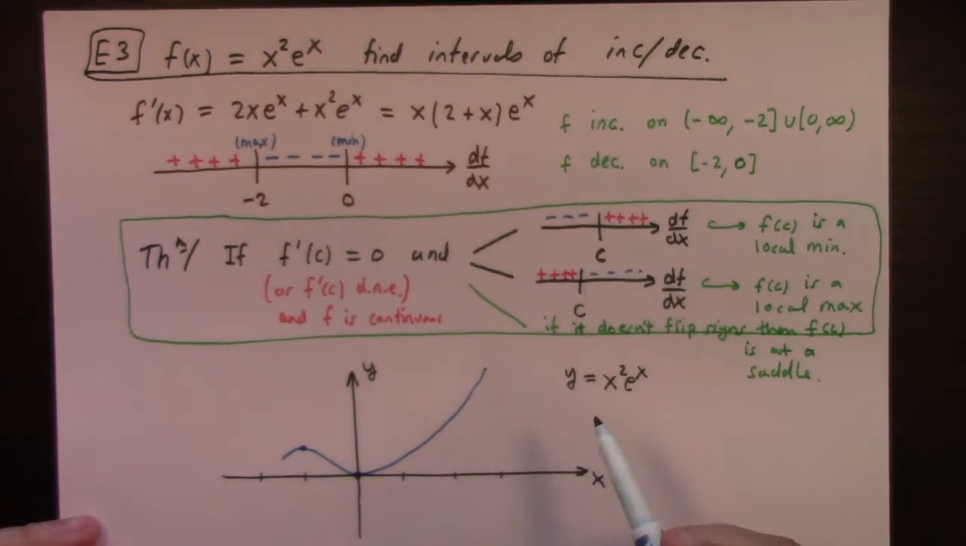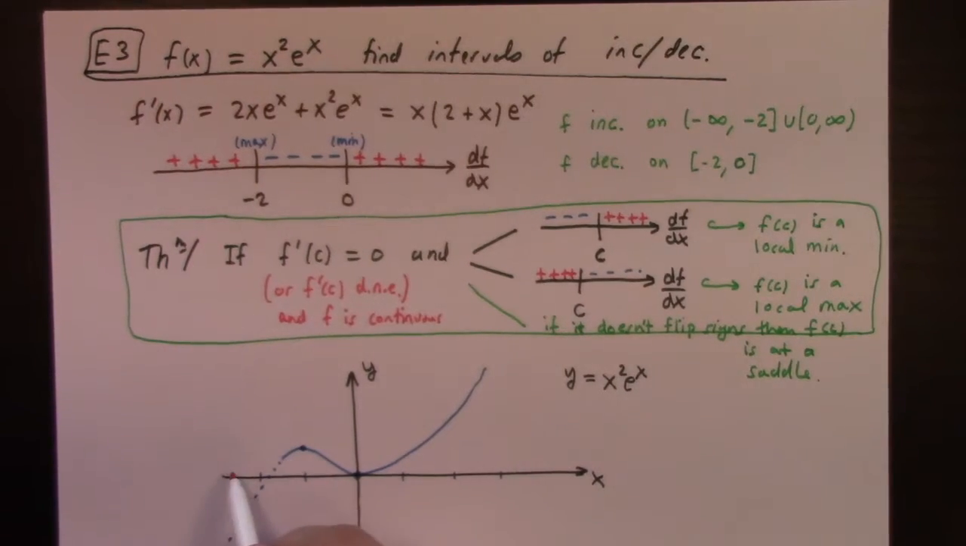Now it's hard to know just from this much data what happens over here. Does it just keep going down and down and down, so there's no other min or max? Or does it go asymptotically, I'll do it in red, to 0, like this?